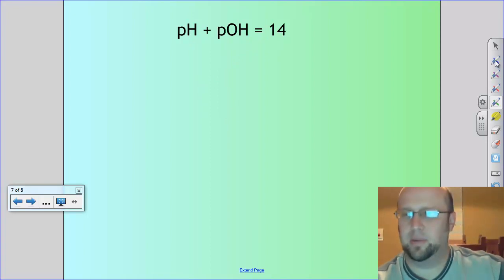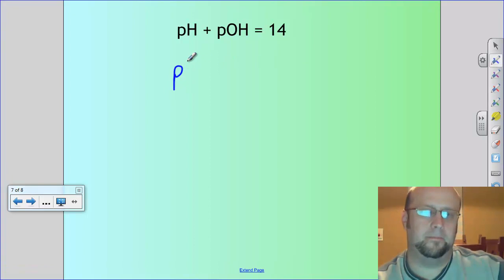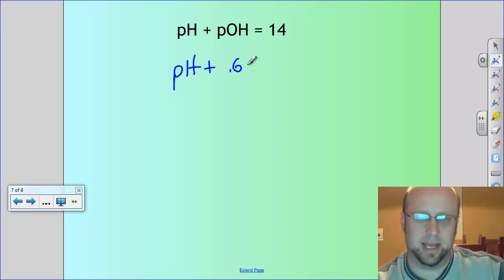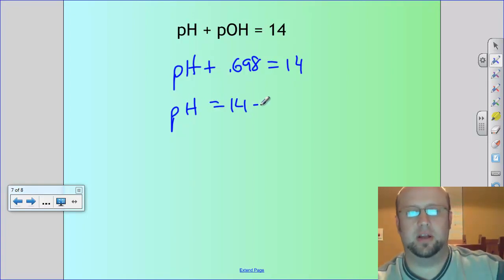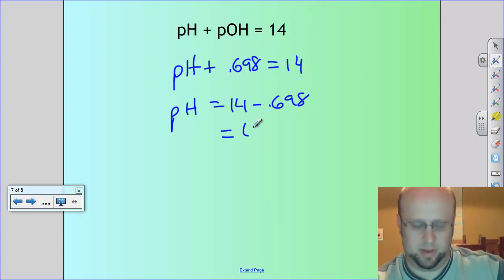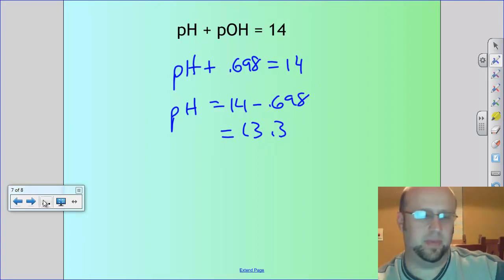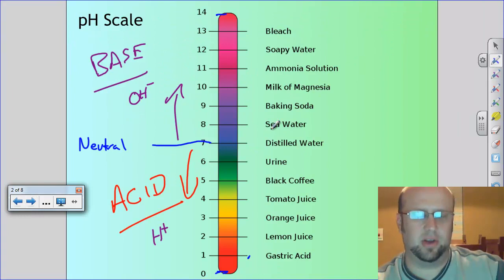So I'm going to take my numbers from that last problem. I had a pOH of 0.698. And so to figure out the pH, it's pretty simple. The pH is just going to be 14 minus 0.698. Okay, which means that my pH is going to be 13.3. There's no units on pH, it's just a number, so 13.3. We go back to the beginning and look at our pH scale here. 13.3, way up there. That is a very basic solution. Okay?